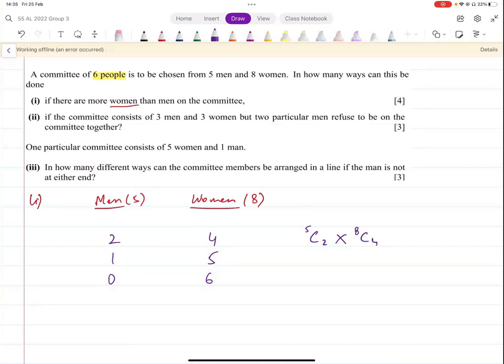And similarly, you've got the combinations for the second and the third case. In the second case, you have to choose one out of five men. So that's 5C1 and five out of eight women. In the third case, you have to choose zero men, so zero out of five men, and six out of eight women. So you have three cases ban gaye.